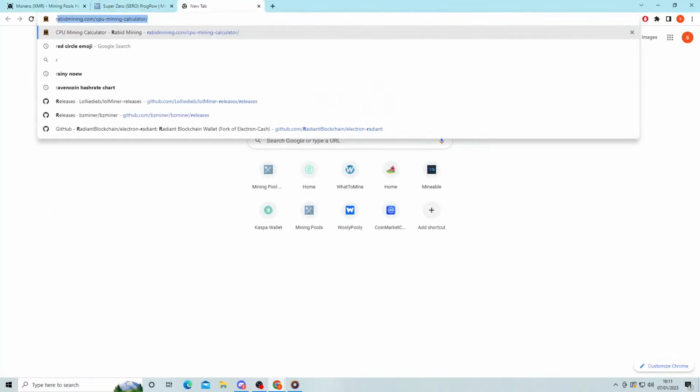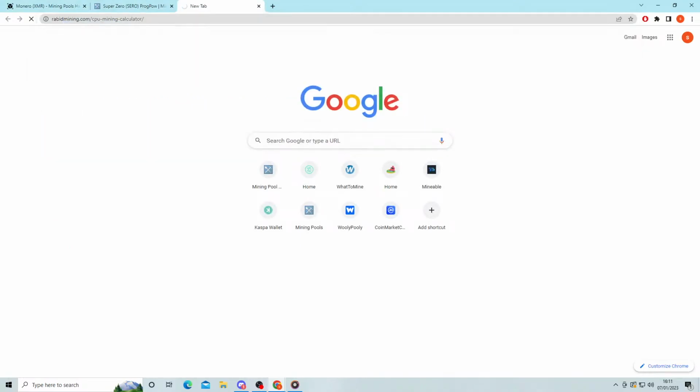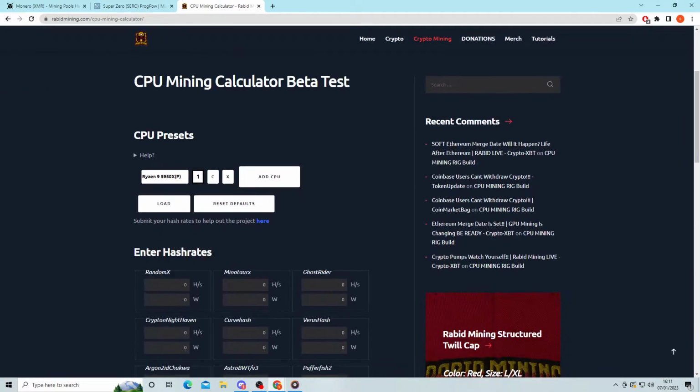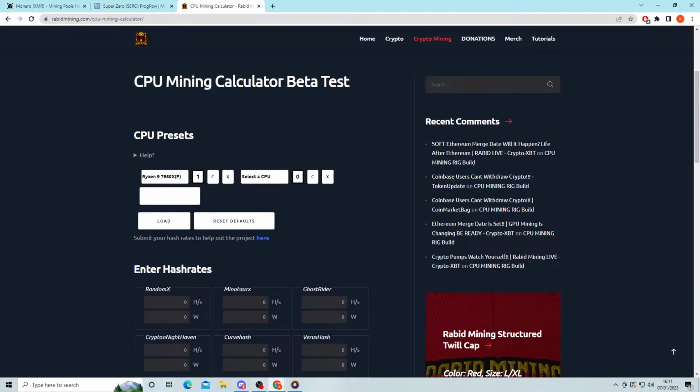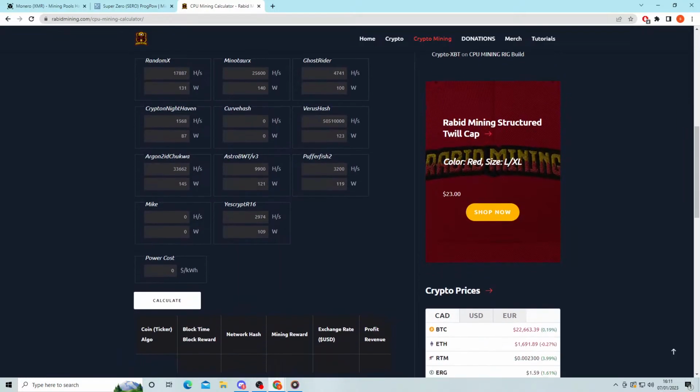If we go on Rabbit Mining CPU calculator, here we go, if it loads. What kind of CPU do we want? They don't really have many options. You can obviously put your own custom one in. Let's just go with, let's add that. Okay, sorry. Let's load that. And let's put 0.1, yeah, calculate.